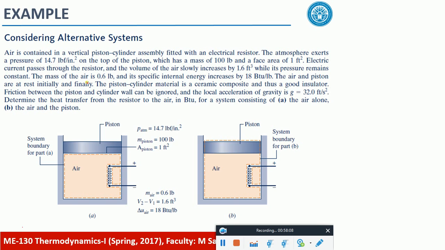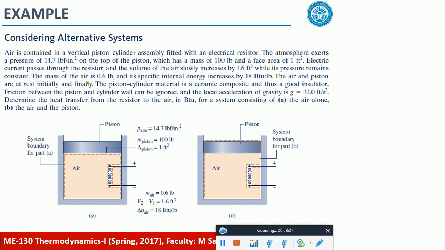Friction between the piston and cylinder wall can be ignored. Obviously there would be some kind of heat transfer due to that friction, so you are also disregarding it. You maintain a certain tolerance, certain spacing between those two things. So you can just say that somehow you have maintained zero friction. And the local acceleration of gravity is 32 feet per second square. Determine the heat transfer from the resistor to the air in BTU for a system consisting of the air alone.